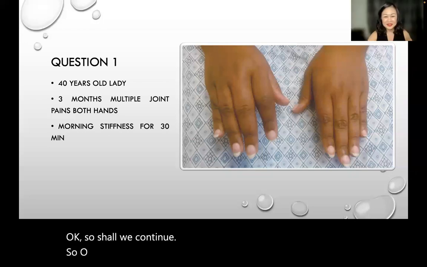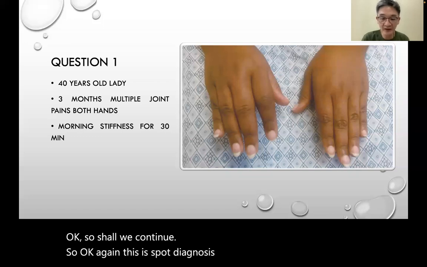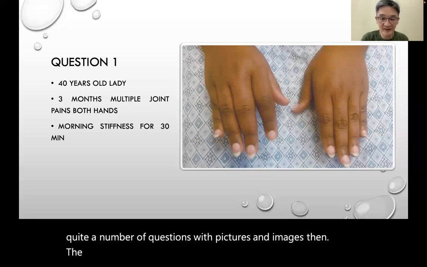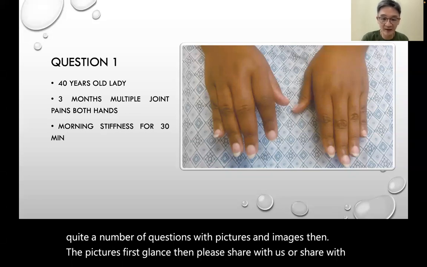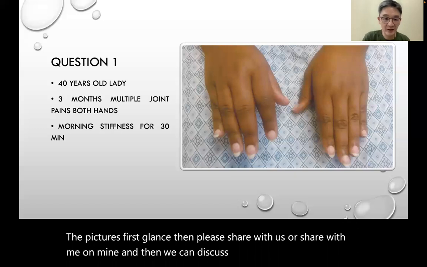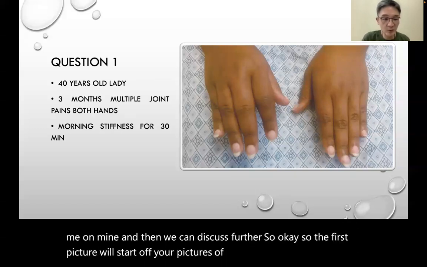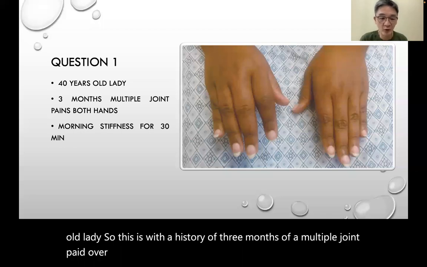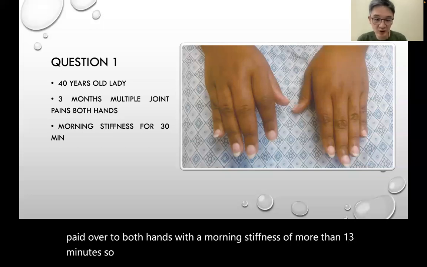So again, this is spot diagnosis in rheumatology. I've created quite a number of questions with pictures and images. As you see the pictures at first glance, please share with me what is in your mind, and then we can discuss further. So the first picture is of a pair of hands of a 40-year-old lady, with a history of 3 months of multiple joint pain over both hands with morning stiffness of more than 30 minutes. So I think this will not be difficult.